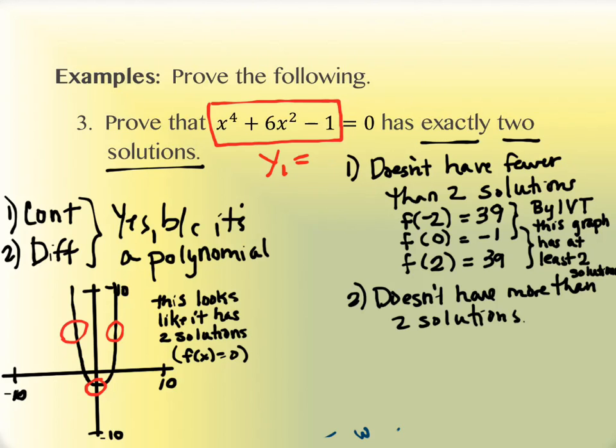Now we have to show that it doesn't have more than, because that was the other thought, right? It could potentially have more than 2 solutions. So why does it not have more than 2? Well, let's take a look. We're going to use the mean value theorem to do this one. Okay, and here's how we're going to do that. We're going to take the derivative.